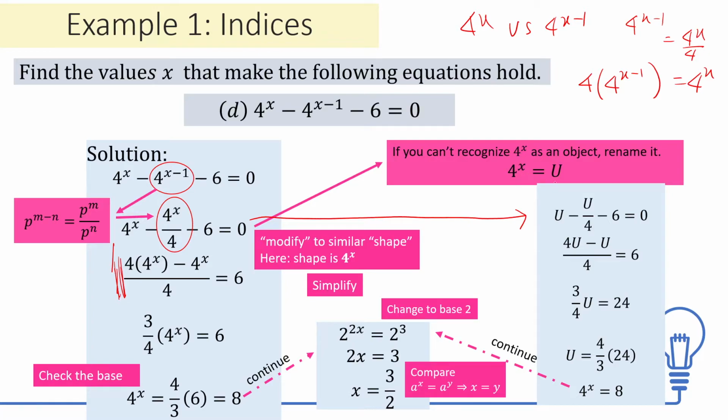We change our 4^x into u, so I have u minus u over 4 minus 6, so I have 4u minus u, which is 3u over 4. And then what is my u? u is actually 4^x, so we replace back. Why do we need to replace back at the end? Because our objective is finding the value of x. Now I know that 4^x equals 8, so I change both into base 2. When the bases are the same, the exponents are the same: 2x equals 3, so x equals 3 over 2.